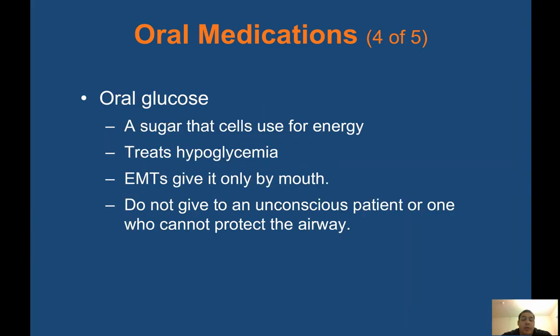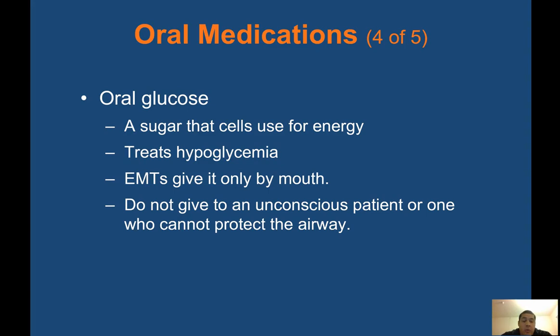So oral glucose, a sugar that cells use for energy, treats hypoglycemia. EMTs give it only by mouth. Do not give to an unconscious patient or one who cannot protect their airway. So for us, we carry oral glucose, and then for the medic side, we carry D50, and we also carry glucagon. So those all treat hypoglycemia. For our county, anything under 70 is going to be considered hypoglycemia, and we have to give some type of sugar for the hypoglycemia according to our protocols.